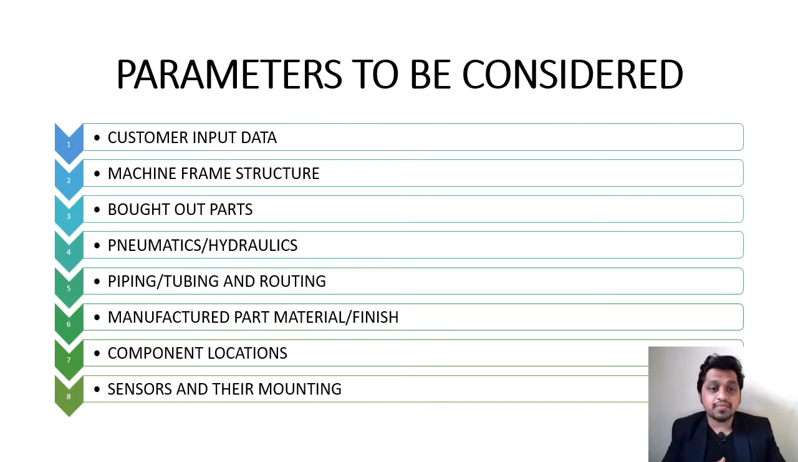We have seen this in the previous session, so it is just a quick wrap up. So we need customer input data, which is the most important factor, and today we are going to focus on that parameter only. We have already covered the other parameters in the previous two sessions, so you can check them out. We have machine frame structure, wear part consideration, pneumatics and hydraulics, piping and tubing routing considerations, manufactured part material and finish considerations, component locations, sensors and their mounting. So all these parameters are required to be considered.